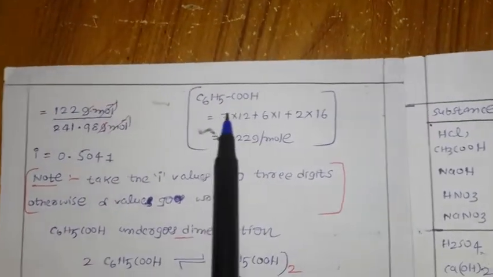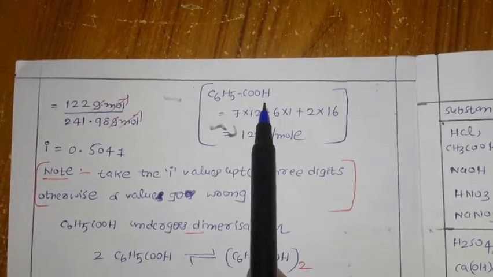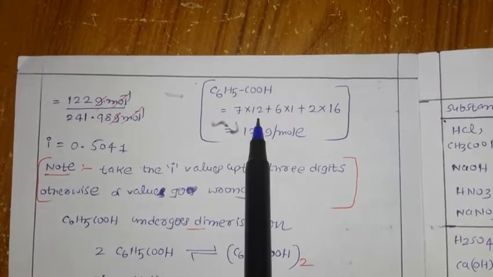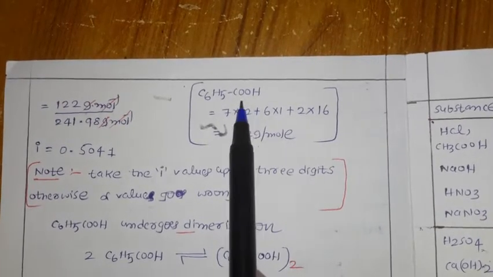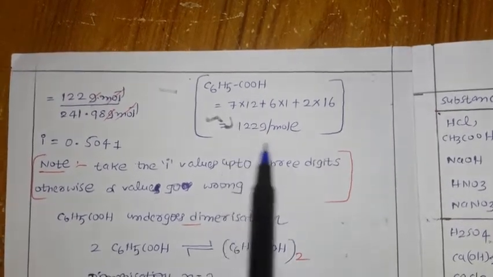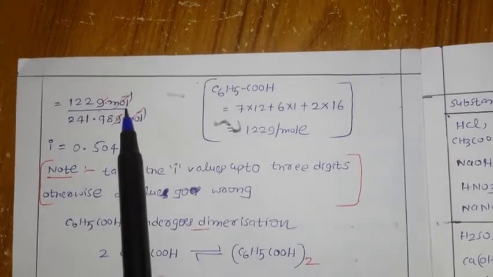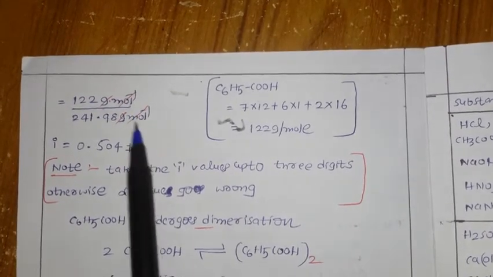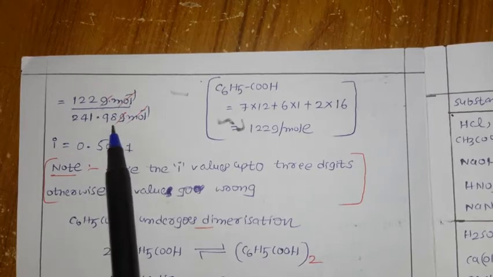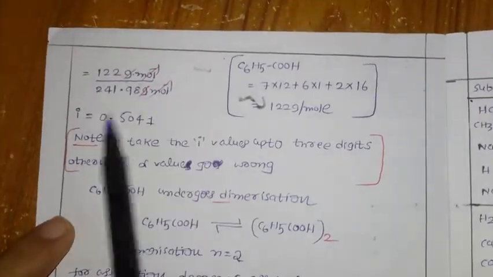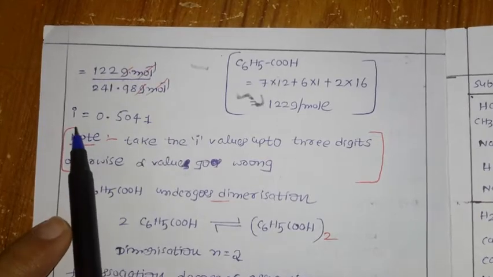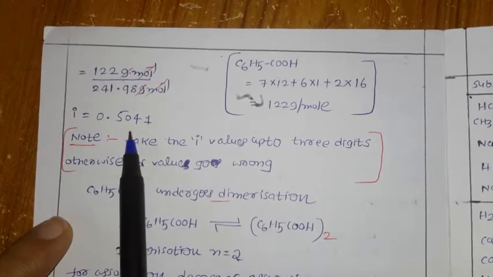Now let us see the normal molar mass. For the benzoic acid formula, C6H5COOH, we have 7 carbon atoms times 12, plus 6 hydrogen atoms times 1, plus 2 oxygen atoms times 16. So we have 122 grams per mole. This is the normal molar mass. The abnormal molar mass we got is 241.98 grams per mole. Now by using this ratio you calculate the Van't Hoff factor, which is 0.5041.